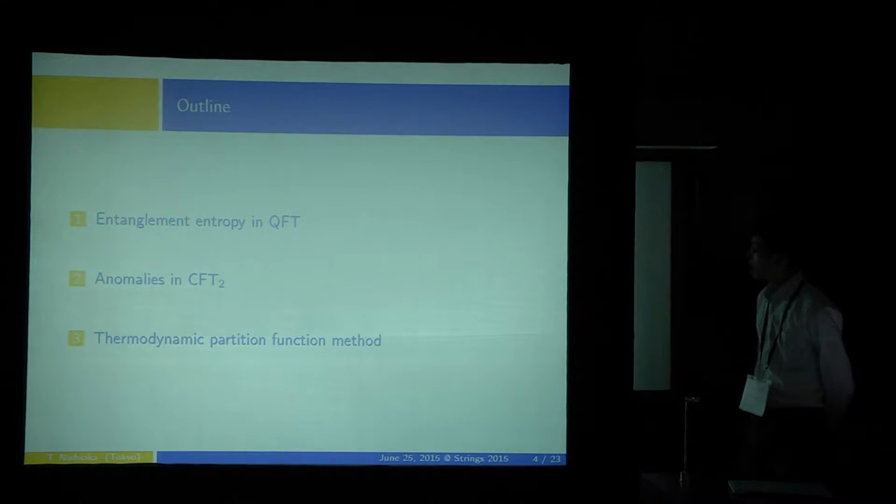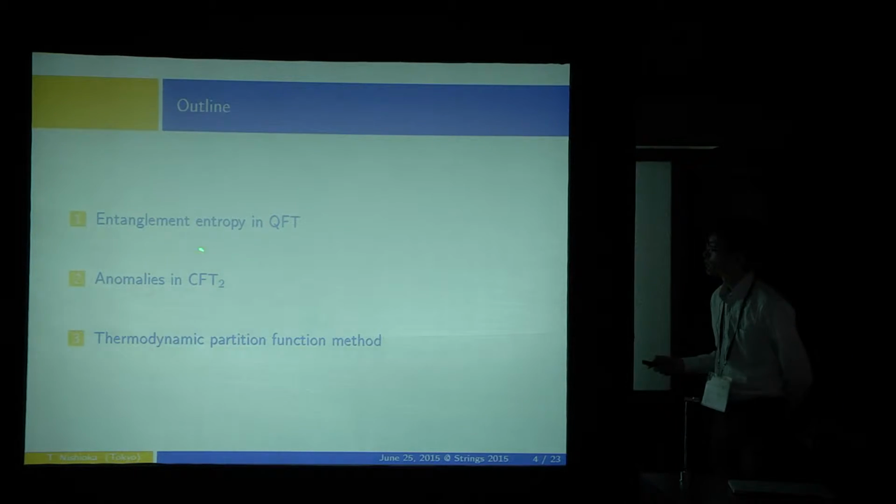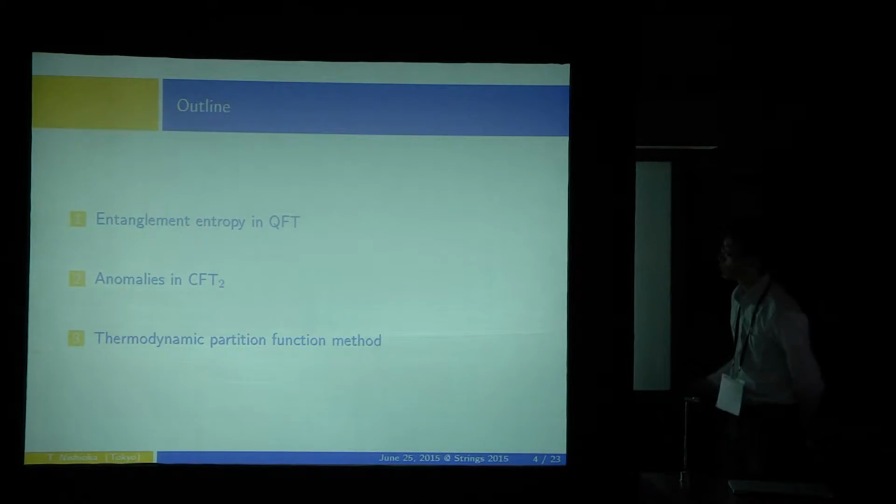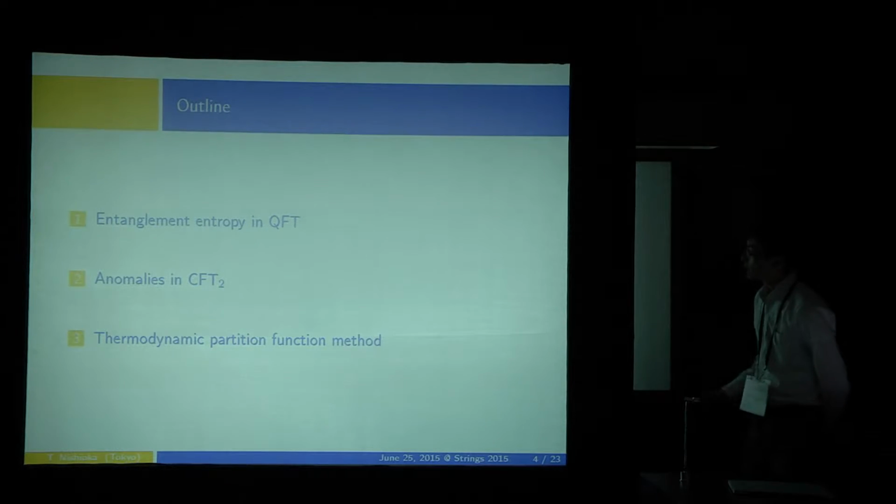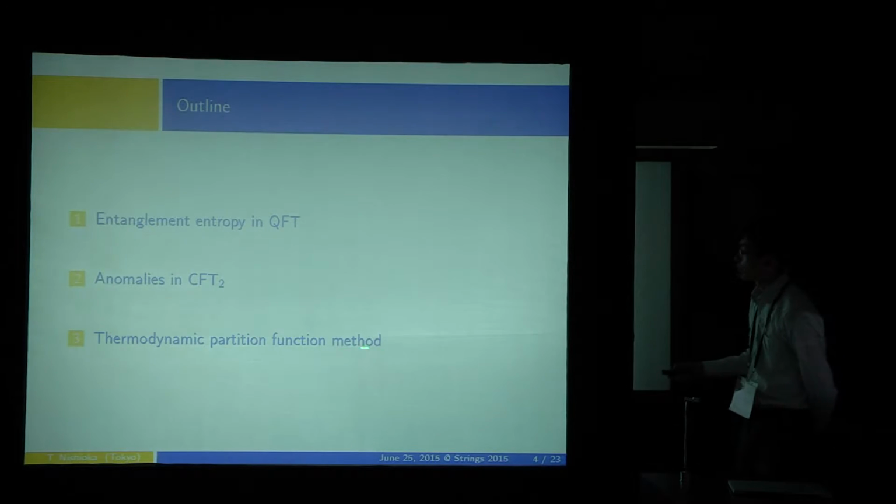Here is the outline of my talk. I will first introduce the replica trick in quantum field theory. I will also mention some anomalies in CFT2, basically gravitational anomalies. After that, I will introduce the thermodynamic Prussian function method.